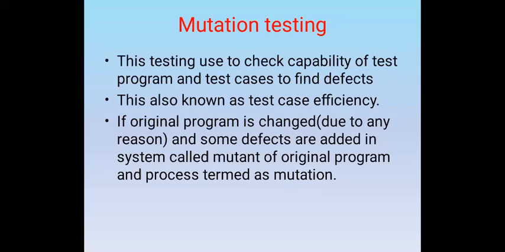If the original program is changed due to some reasons and some defects are added in a system, it is called a mutant of the original program, and the process is termed a mutation.